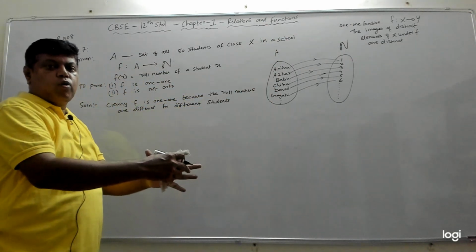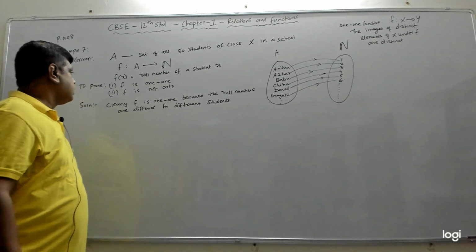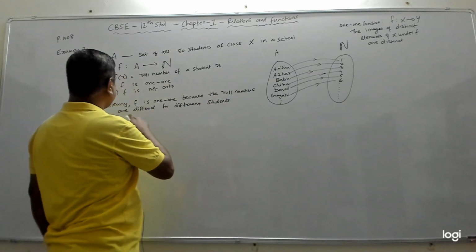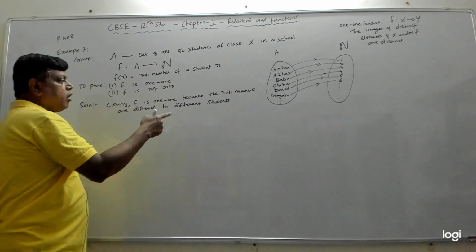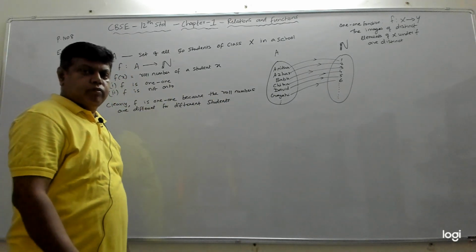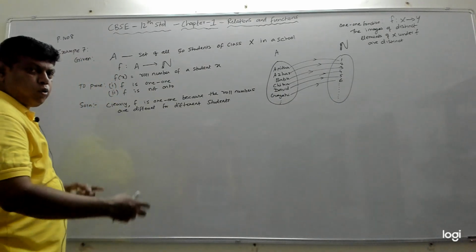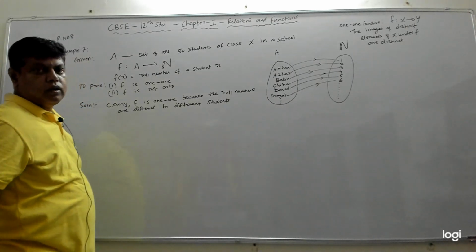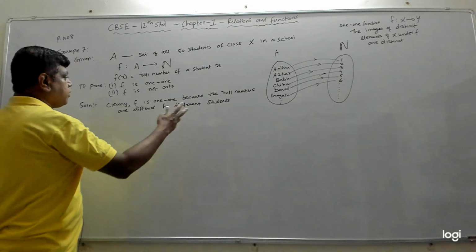They cannot have the same roll number. We will say clearly f is 1 to 1 because the roll numbers are different for different students, which means no two students can have the same roll number. So therefore f is 1 to 1.